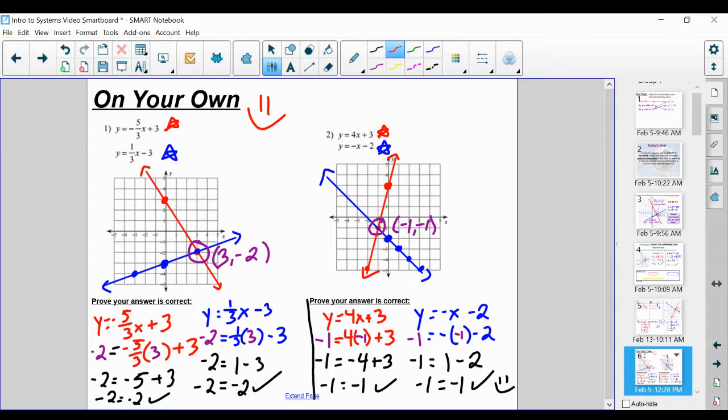We're just going to be graphing two lines and seeing where those lines overlap. And that's, again, called the point of intersection.